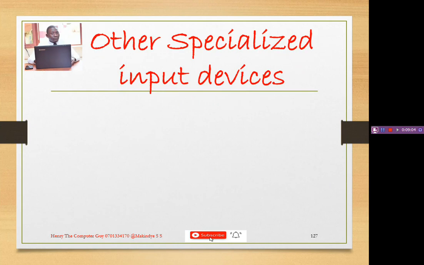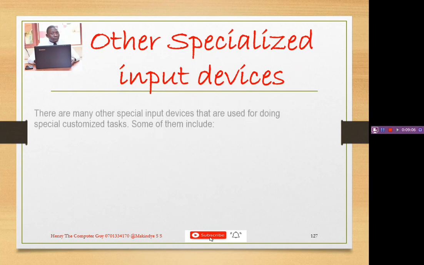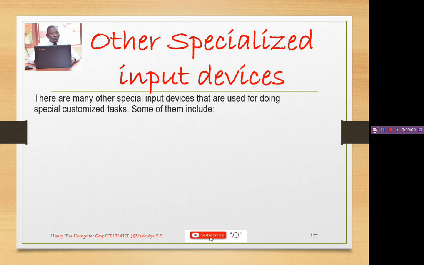And we also have other specialized input devices. They are telling us that there are many other special input devices that are used for doing special, customized tasks. Some of them include the remote control. You're at home, you're using a remote to, let's say, change the channels of your TV. It is an input device.